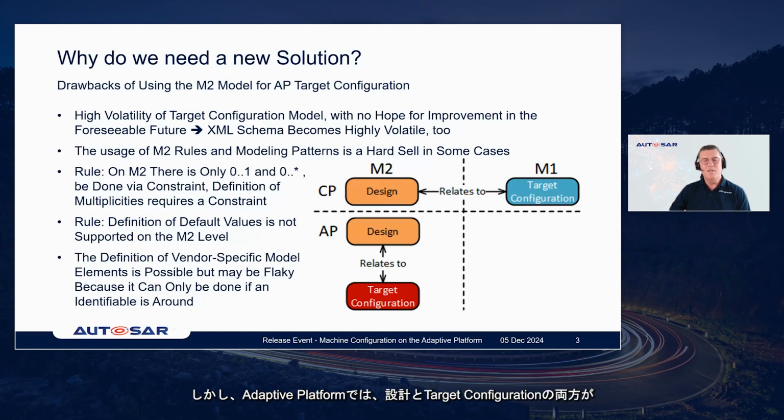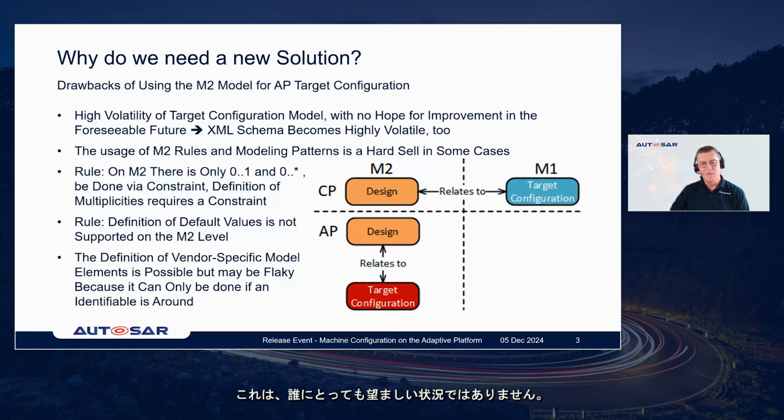But on the adaptive platform, the situation is such that both design and target configuration are placed on M2. And that means every change in the target configuration, and believe me, this happens quite frequently, ends up in the schema. So we end up with a highly volatile schema, and that is not the situation you want to be in.